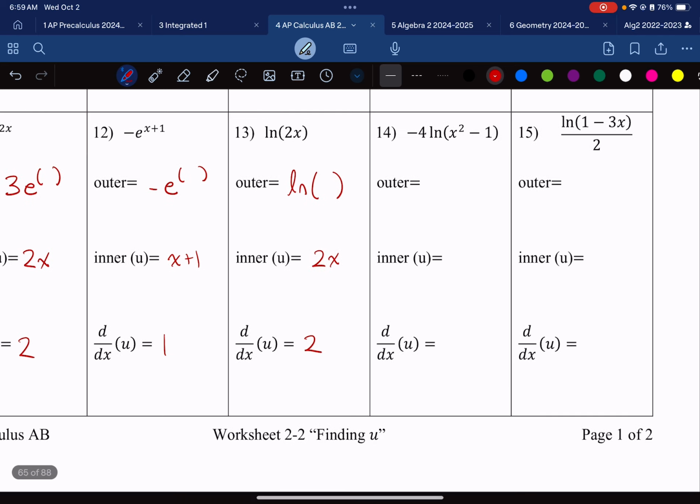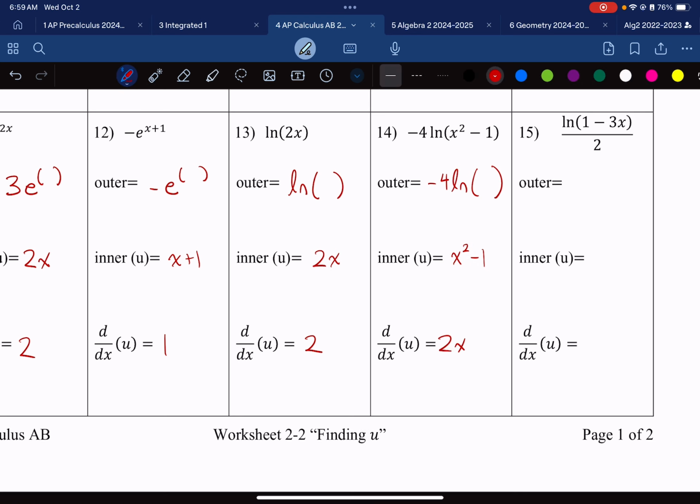And number 14, the outside is everything outside the parentheses, negative 4 natural log. We'll write the empty parentheses, and the inside of that is x squared minus 1. When I take the derivative, again, it's powerhouse. 2 comes down in front. This is going to be a 2x to the power of. It used to be a 2. It's going to go down to 1, but we don't write the 1. The derivative of negative 1 is 0.